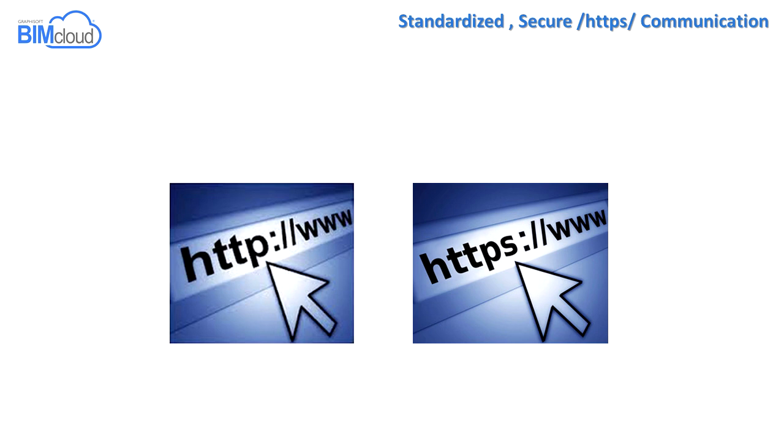Standardized, secure HTTPS communication. All BIMcloud components use the standard HTTP or HTTPS protocol for communication. The HTTPS protocol is a common and accepted protocol, and it's a trusted and secure communication channel used by all online banking systems and most online email applications. Utilizing the company's existing certificates, ArchiCAD is able to communicate through this secure channel, enabling work on a BIMcloud from a remote location and preventing third parties from accessing sensitive data.